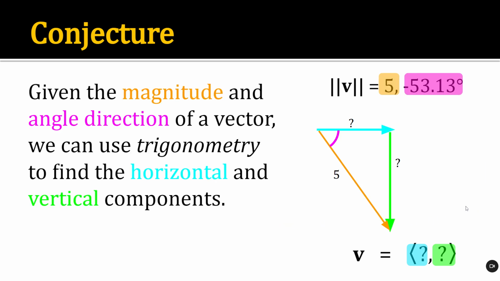So here's the conjecture. Given the magnitude and angle direction of a vector, we can use trigonometry to find the horizontal and vertical components. In other words, if we know that the magnitude of vector v is 5 and its angle direction is -53.13 degrees, we could then figure out both the horizontal and vertical components needed to write the vector in component form. Let's see how it all plays out.